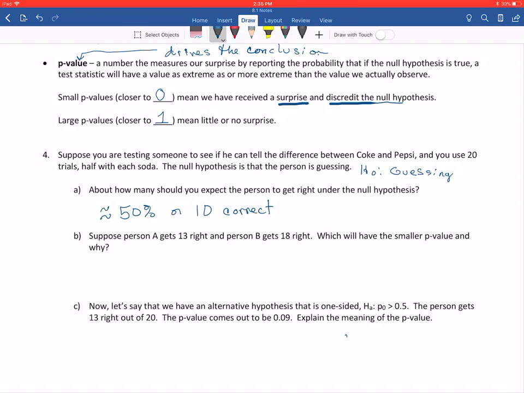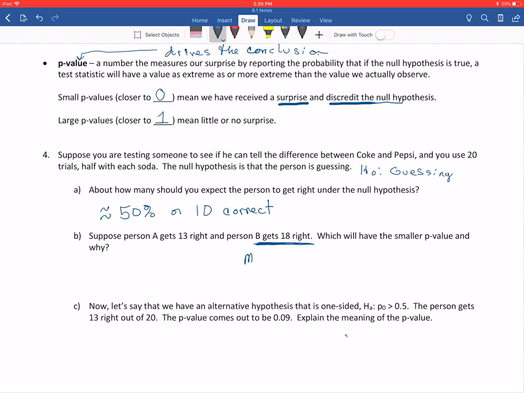It's kind of a 50-50 shot there, so I wouldn't be surprised at all if they got close to 50% of them correct. So what if you have two people do this and one of them gets 13 right and the other gets 18 right? Which would have the smaller p-value and why? So look back up to what the p-values tell us. A small p-value, that's what we're interested in here, means you have received a surprise and it discredits the null. So which one of these would be more surprising and would discredit the idea that the person is just guessing?